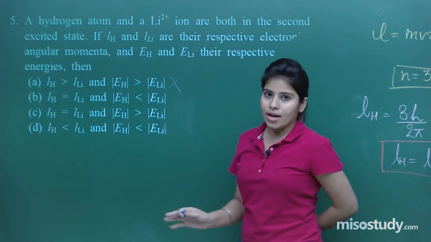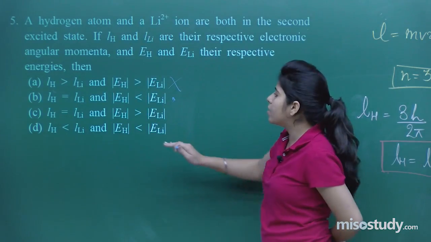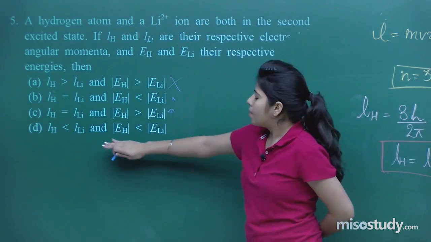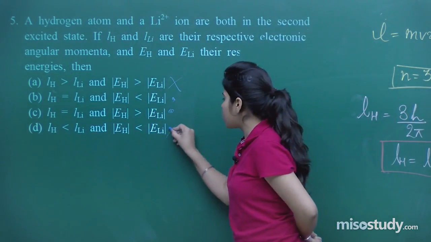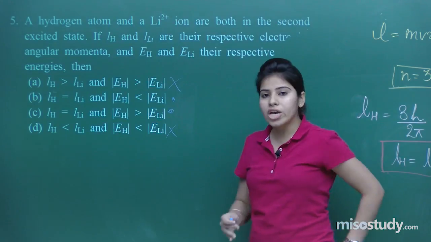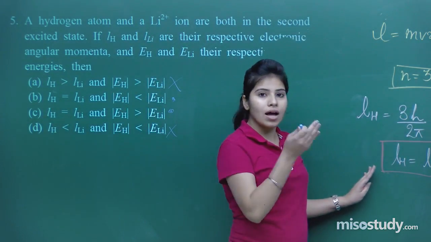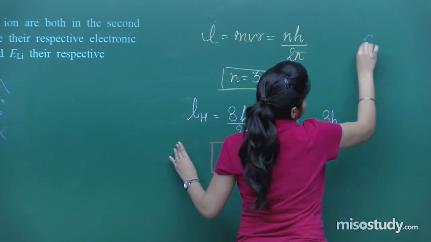LH equals Li, yeah, I will be taking this one as a possibility over here. Here also LH equals Li again, but LH is less than Li. That cannot be possible. So now we have to check for the energies of them, right? We have covered the angular momenta part. Now we will be looking towards the energy.